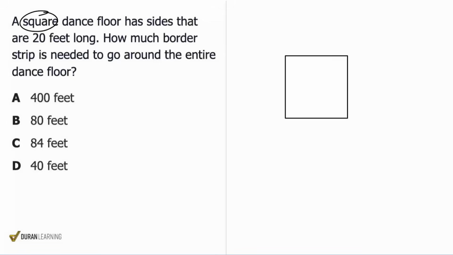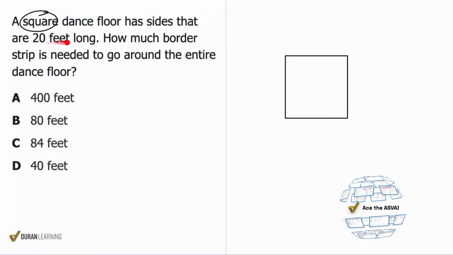And when we take a look at this square dance floor, when we're talking about border strip, when we're talking about going around the entire dance floor, everybody, what does that sound like to you? What blaring geometric idea does it sound like we're talking about? Yeah, perimeter. 100%. Perimeter, going around a shape, that's perimeter. So if you remember that we're dealing with a square, the special fact about a square is that all of the sides are the same.